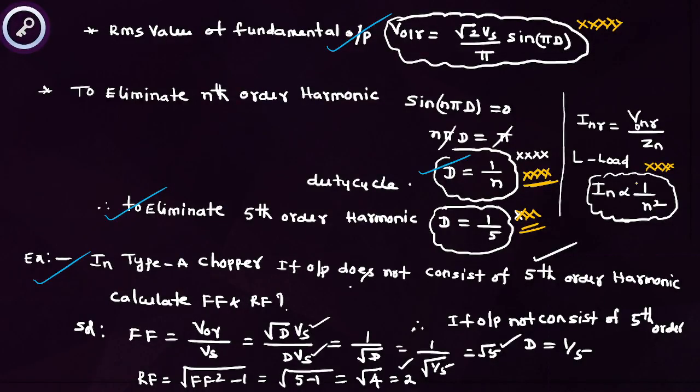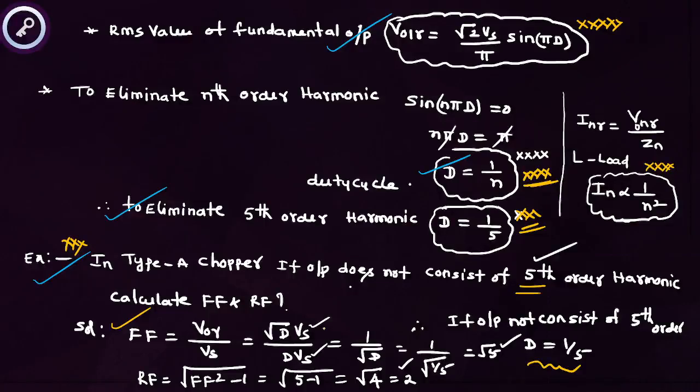I is the fundamental current. Like that you have to. Then based on this, I solved one problem that you have to concentrate on. Sometimes a given type A chopper does not consist of the fifth harmonic. Does not consist of fifth harmonic means the fifth harmonic is eliminated. If the fifth harmonic is eliminated, what is the duty cycle? 1 by 5. Then the duty cycle is 1 by 5.